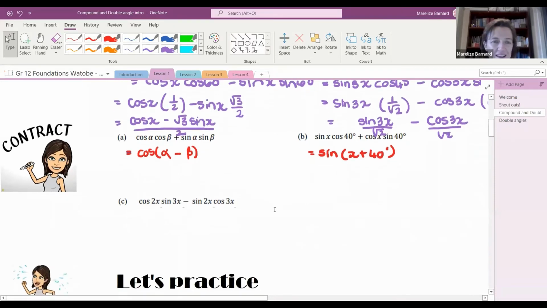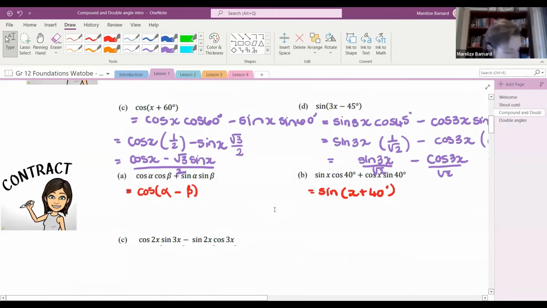Okay, last one for this round. Cos 2x sine 3x minus sine 2x cos 3x. Which one is it going to be? Cos sine minus sine cos. Look again, Liam.